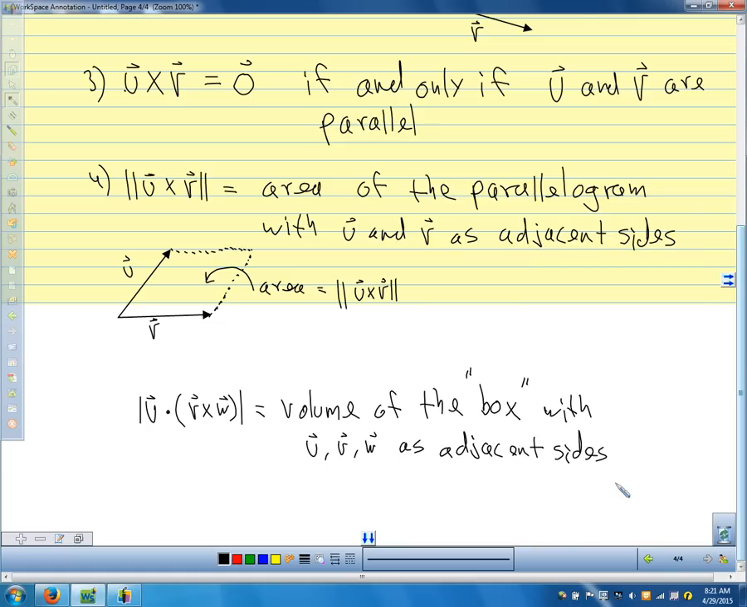So that scalar triple product gives us the volume of a little box. So if I drew a vector up here and turned this into kind of a box shape, that scalar triple product would give us the volume of that box. That's why it's called the box product. Won't do a lot with it, but it's a nice little thing to know.